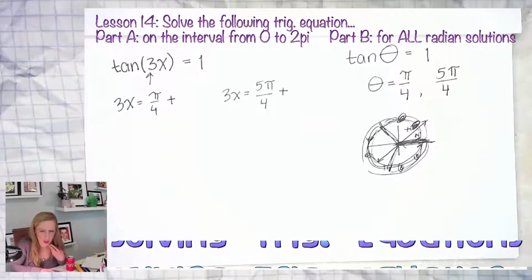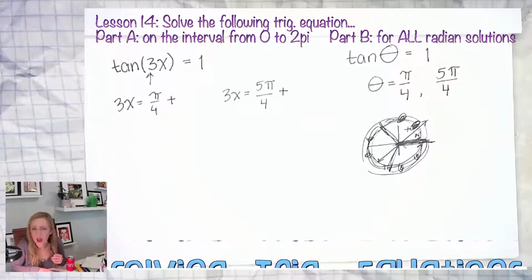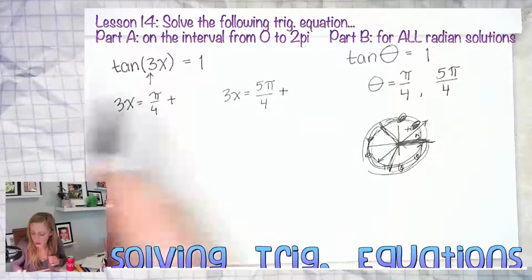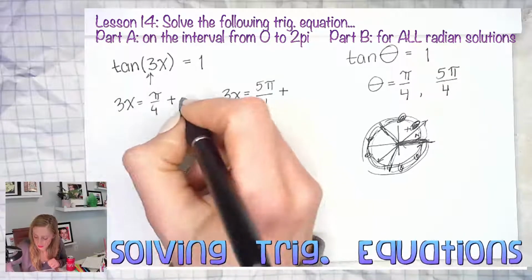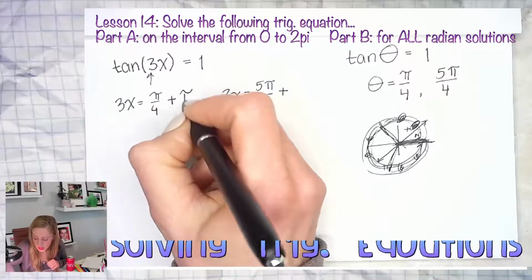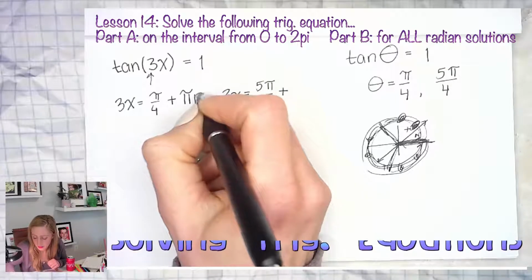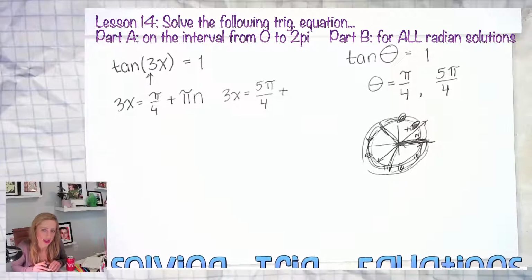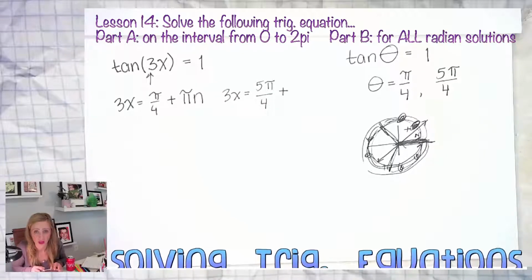Micaiah, is your hand up, or was that from before? That was from before. Okay, Zareen, what about you? Could you just say pi n? We could actually put pi n. If you put 2 pi n originally, it's probably fine.